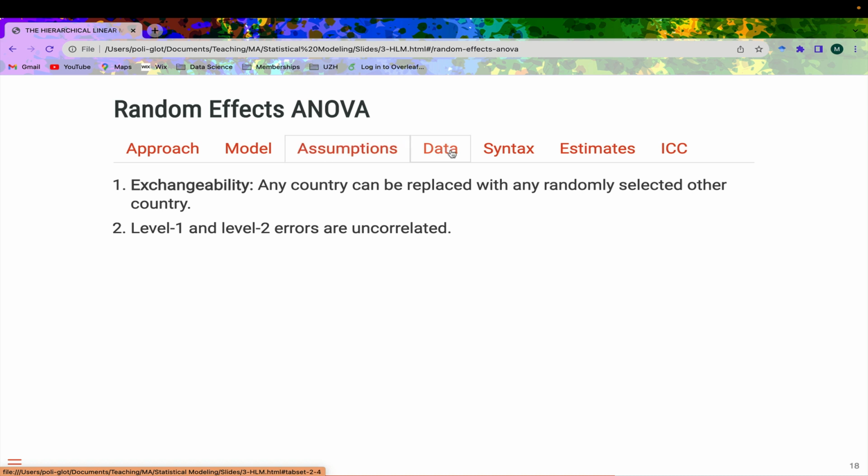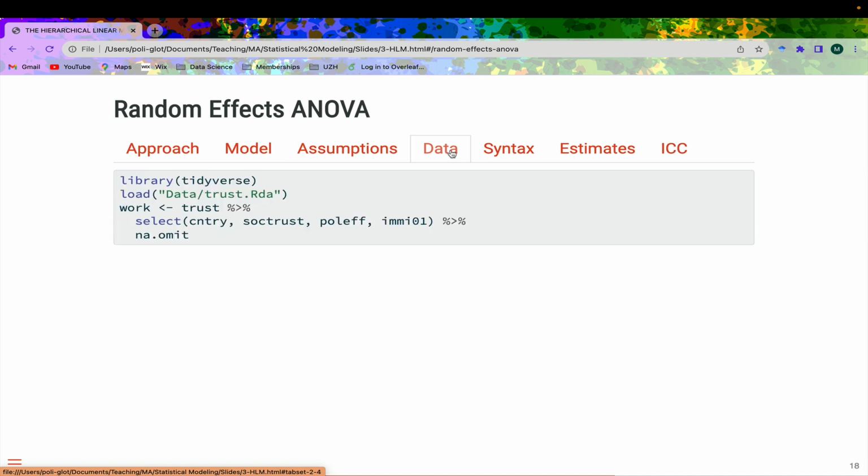So let's see what we actually get when we estimate this random effects ANOVA model in our data. So here is what the data look like. I basically just selected out a couple of variables that we will need for this exercise. There are more variables in the data, but I selected country, social trust, political efficacy, and a measure of the immigration flow, which is a relatively crude measure of ethnic diversity, truth be told, but it's the one that was easiest to find.